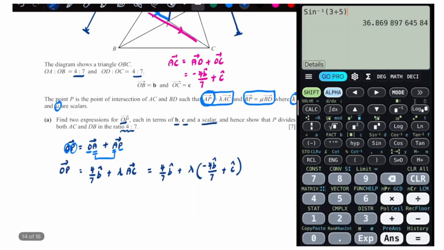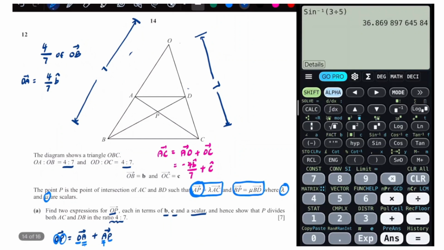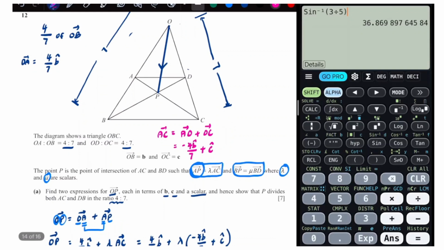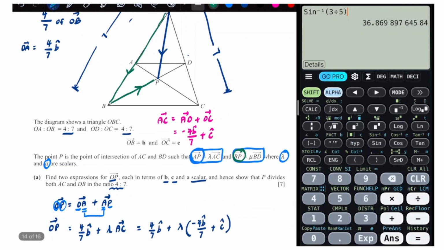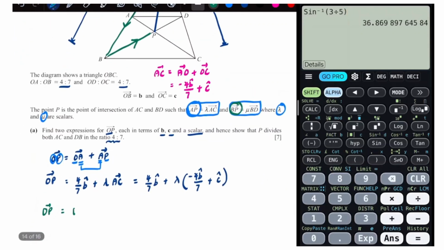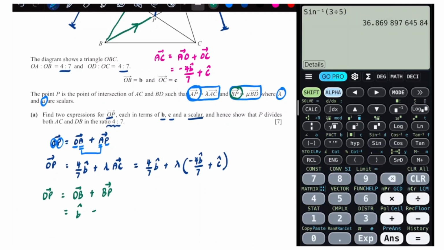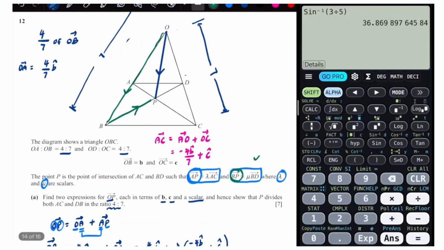The next one. I'm going to erase this so it's easier for us to see later on. And hold on, let me just clear all these things. Now we have to find OP again, but which route should we take? Given to us, we have to use BP now. Which route will involve BP? That is going to be here. So that will be OB plus BP. So OP will be equal to OB plus BP. We know the full OB is equivalent to B, but we do not know BP, given to us that it's mu BD.